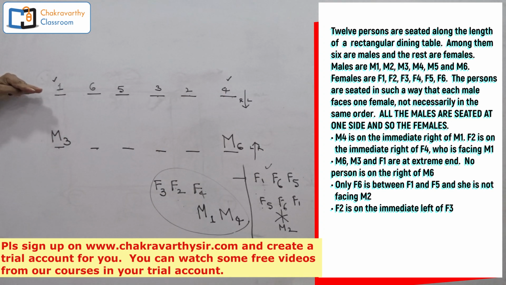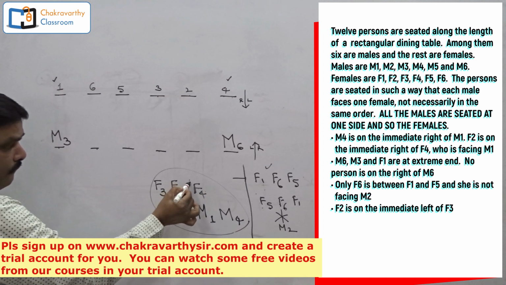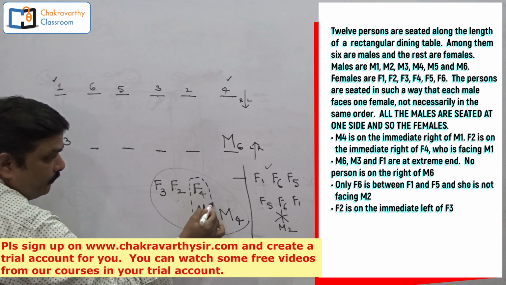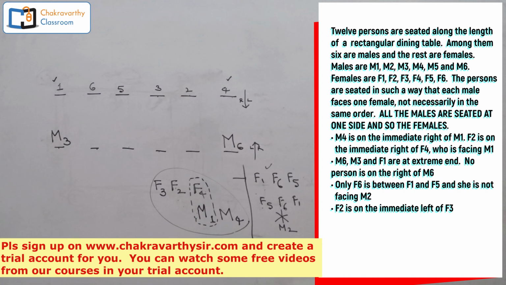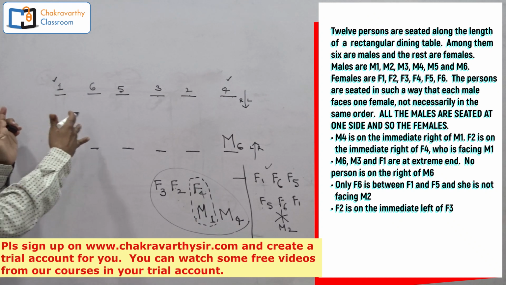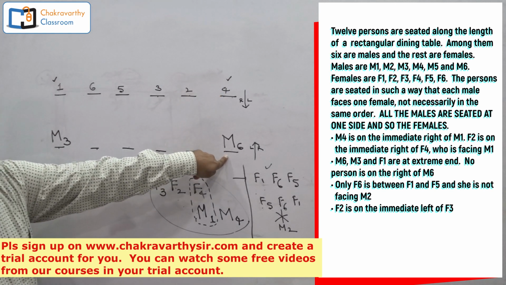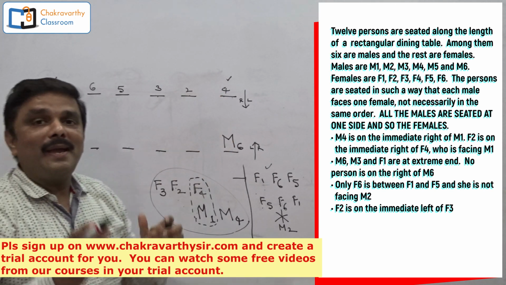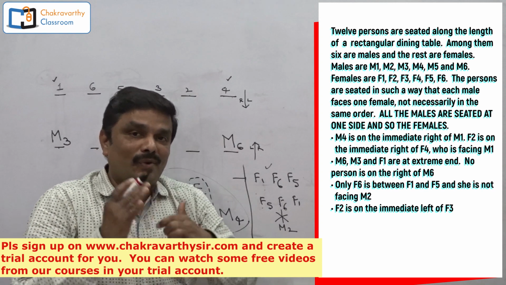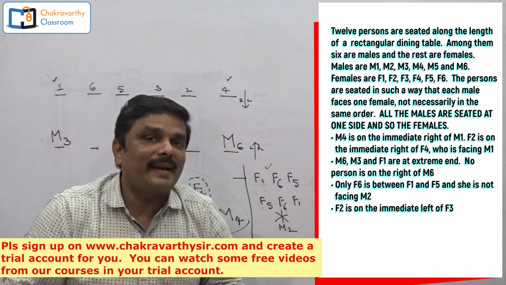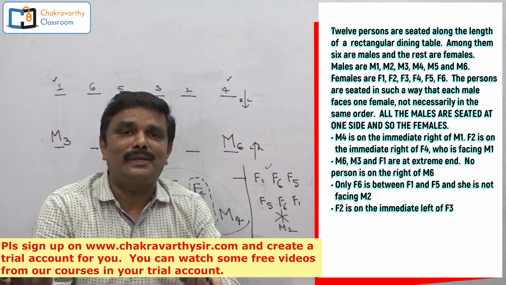This arrangement is okay, but very clearly they have given F4 is facing M1. According to this arrangement, F4 comes here, but it is not facing M1. It's already occupied by M6. Now we got the idea, students, right? How we have cracked this puzzle. Now the puzzle is over. The arrangement is over here.